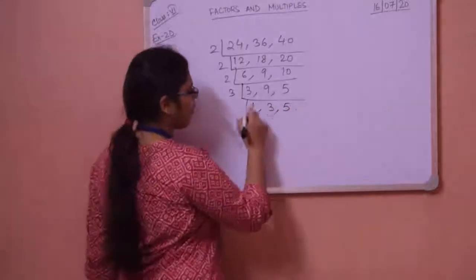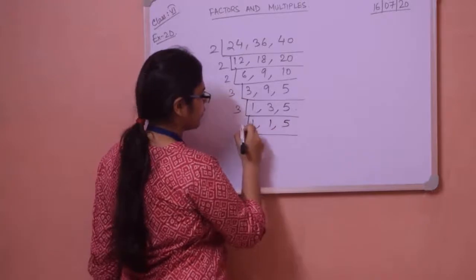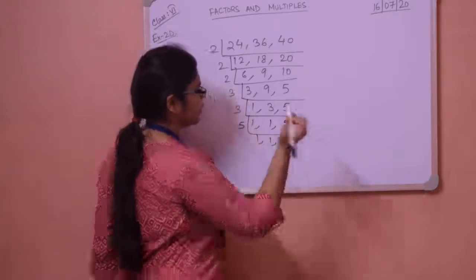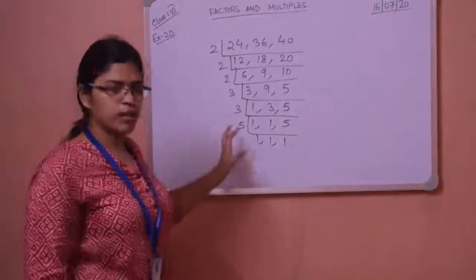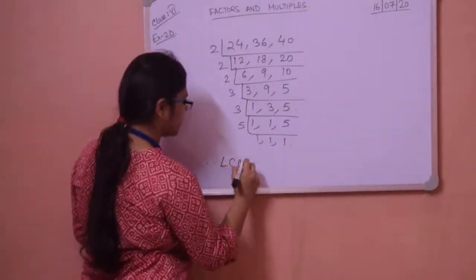So now we will make all of them 1. So with 3 we are getting this. With 5 we are getting this. So this is our division method. Now we will multiply all these numbers to get the LCM.